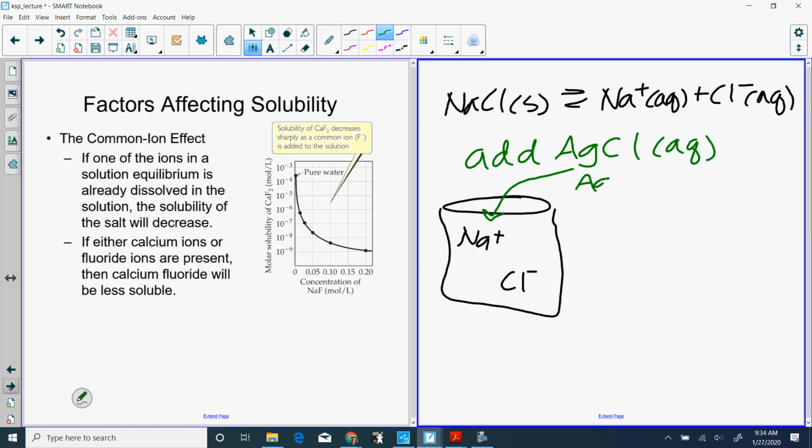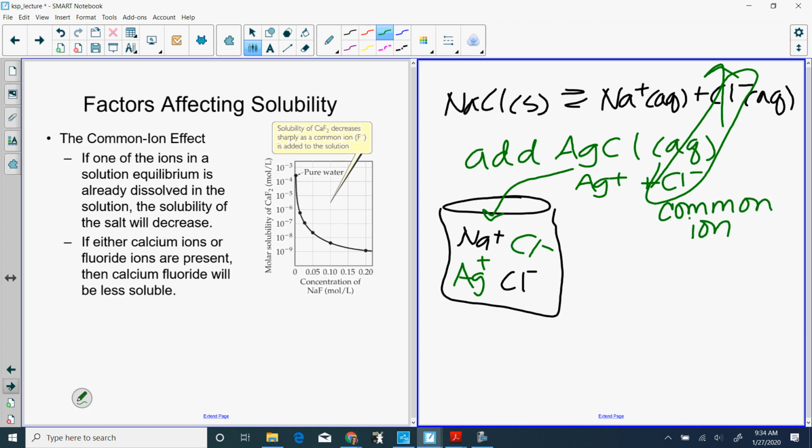That means same game, they were separated into their ions. So what I did is I added in a bunch of Ag ions and Cl minus ions. What I really did is I increased my concentration of chloride ions. There's more of them in there now. That's called a common ion. Common just means they're the same. Ion just means that they have a charge to it.